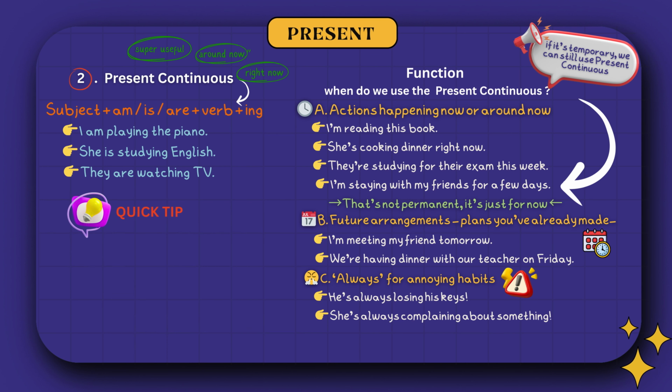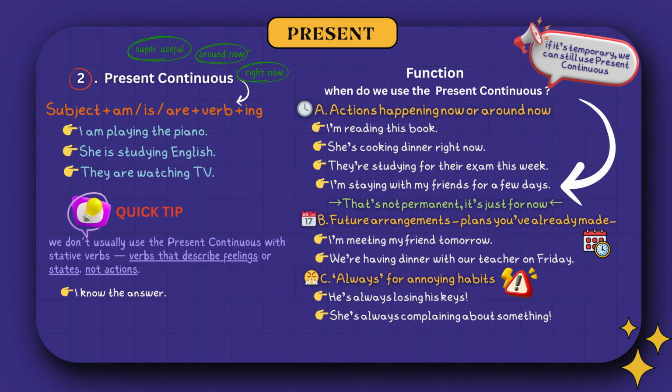Quick tip. Remember, we don't usually use the present continuous with stative verbs, verbs that describe feelings or states, not actions. For example, we say, I know the answer, not I'm knowing the answer, or I like pizza, not I'm liking pizza.